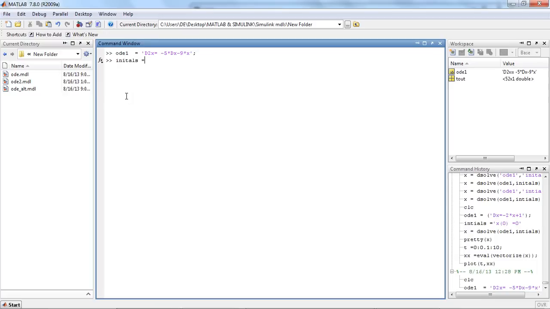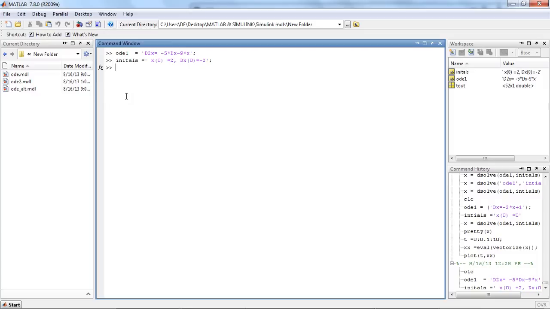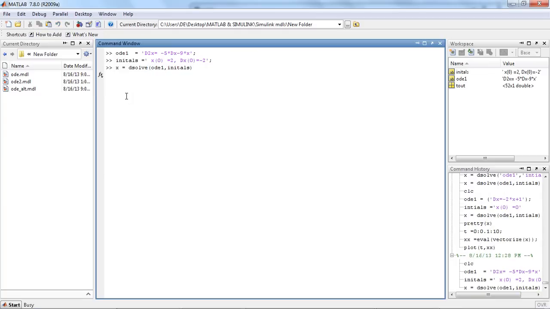Let's run. Initials, x at 0 was 2 and dx at 0 was minus 2. This is done. Okay, so now we say x is dsolve OD1 comma initials, so this is our solution of x in terms of t.